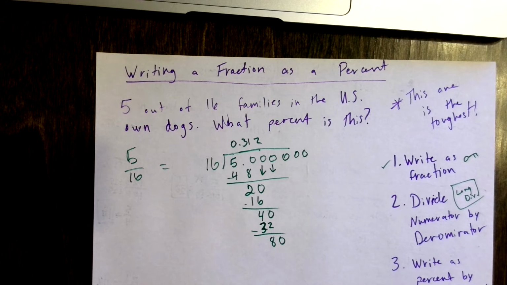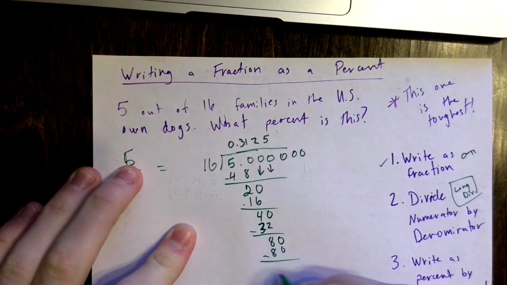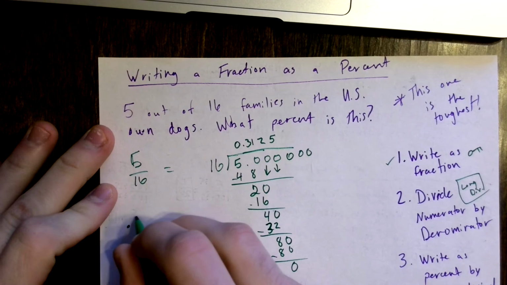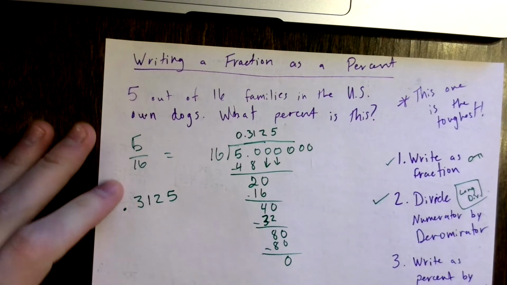Carry down a 0. We're at 80. How many times does 16 go into 80? It's going to go in, I think, 5 times. 5 times perfectly as 80. And we get 0 left behind, so we know we are done. So we got our decimal right here. We finished our second step.